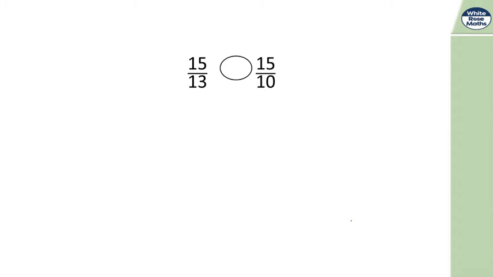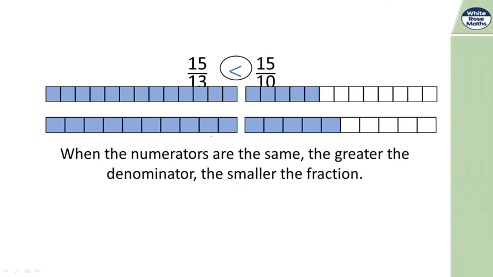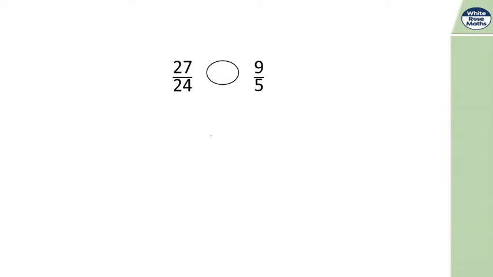Okay, this one we have the numerators the same, so 15/13 compared to 15/10. Show those. So 15/10 you can see is bigger than 15/13 if you visualize it with your bar models. However, we also know if the numerator is the same, the greater the denominator, the smaller the fraction. And you can see that visualized here. When the numerator is the same, the greater the denominator, the smaller the fraction. Bit of repetition there.